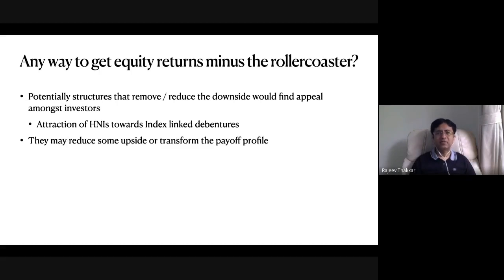So in some cases it may reduce some upside as well, while reducing the downside, but most people would like such kind of a thing. So instead of plus 100% and minus 50%, if it was plus 50% and minus 25, most people would agree to such a transforming of the payoff profile.